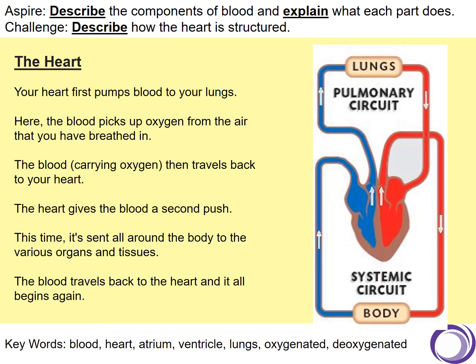So I'm now going to talk you through how the heart pumps blood around your body. So firstly, if we look at the diagram, the blue side of the heart first pumps blood to your lungs. And there, the blood picks up oxygen from the air that you breathe in. We now say that this blood is oxygenated. This blood, now carrying oxygen, then travels back to your heart. And this now is the red side.